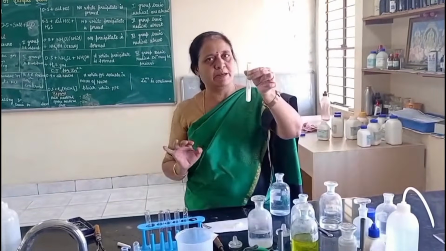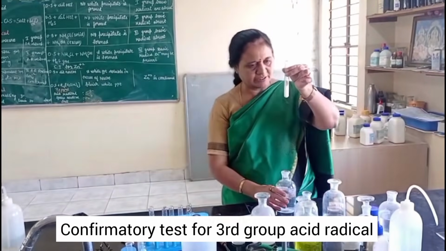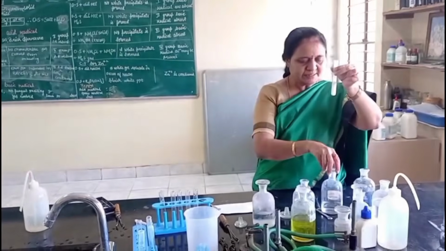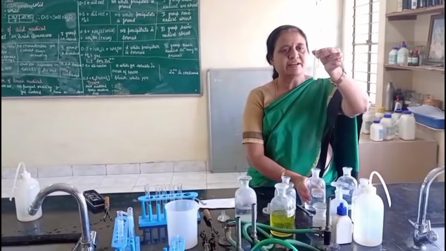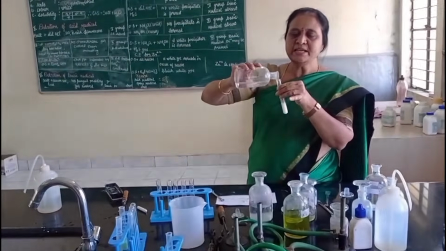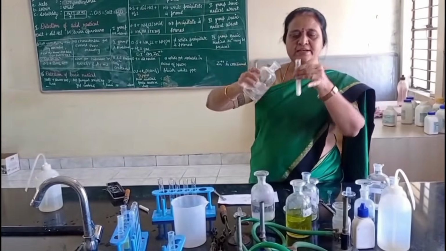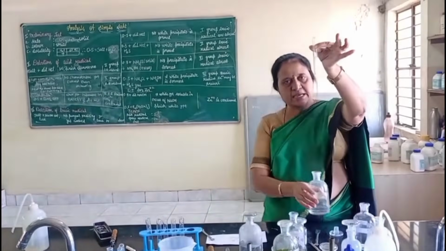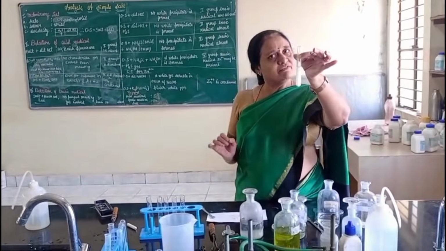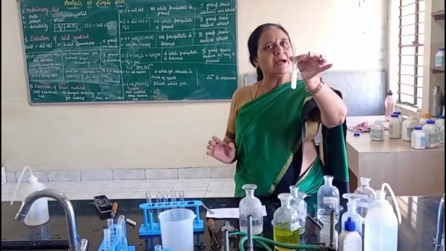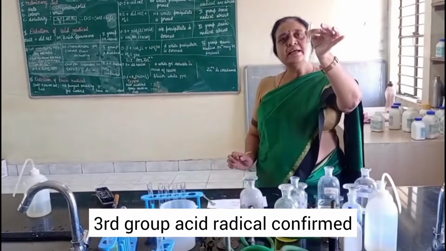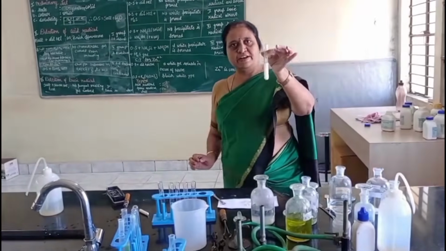I am doing confirmative test. For confirmation, for the above precipitate, I am adding excess of dilute HCl. Here, the precipitate is insoluble. The PPT is insoluble. It confirms that the third group acid radical is present and it is sulfate. This is the confirmative test for sulfate.